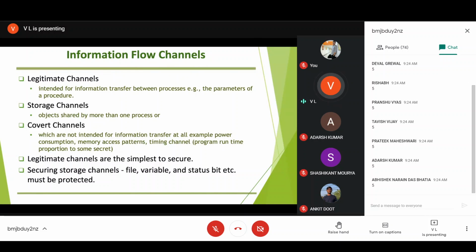Covert channels are the channels which are not actually intended for information transfer, but they can be used by the adversary to learn about the information flow. Legitimate channels are the simplest to secure. But with covert channels, it depends upon the ingenuity of the attacker to see what can be used as a covert channel. So you cannot always foresee what can act as a covert channel.